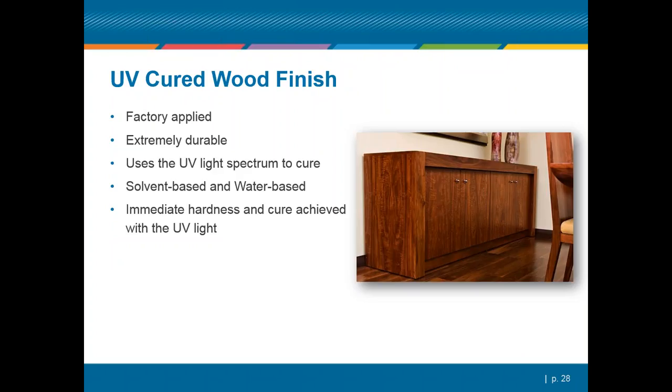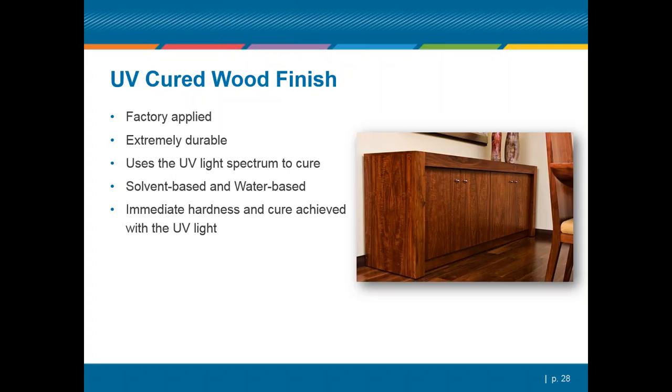Okay, now whenever we talk about UV-cured wood finishes, these are factory-applied finishes, very durable. They use UV light to cure. As the coating is applied in the factory, they run the pieces under a UV light at the end of the run, and then they can virtually take these finishes off the end of the manufacturing line and pack them for shipment. They come in solvent-based and water-based versions, and immediate hardness is available once the product has been cured under that UV light.